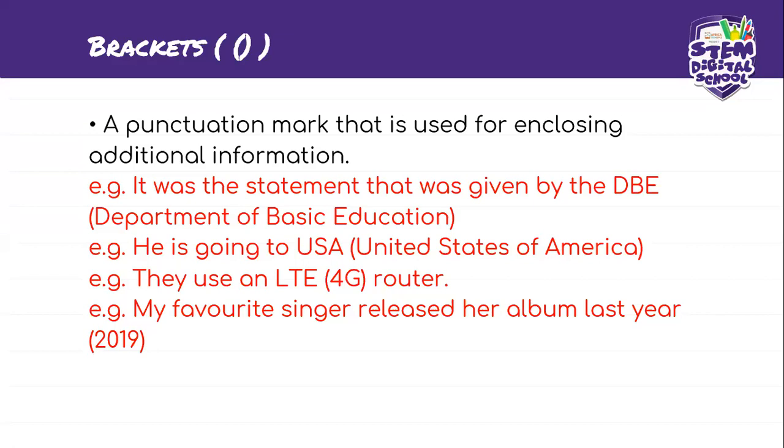Then another example we have: my favorite singer released her album last year. With this one, I had to write the year 2019 in brackets. Why? Because this will give you clarity about when this last year was. Chances are after 2 years from now, it will be the year 2022. Therefore, if I say my favorite singer released her album last year, 2019, then you realize that this statement was actually written in 2020.